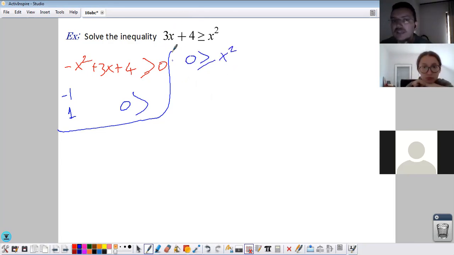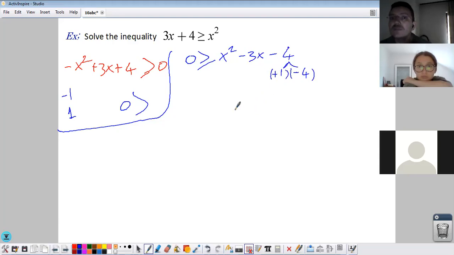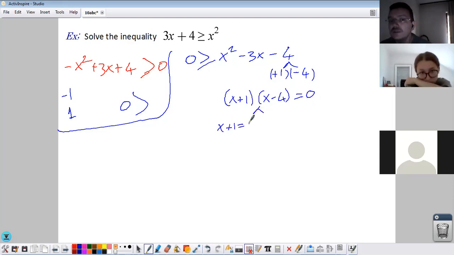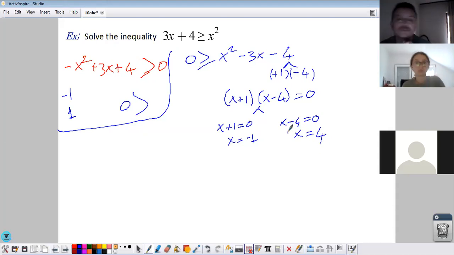X squared is going to stay positive, positive 3x will be negative, and plus 4 will be minus 4. Then since we have a positive one here, this becomes the simple case. You are able to factorize it so quickly. The middle place sign goes to the big number, and you have the small number plus 1. So to make it equal to 0, we are factoring to find the roots of it. The two roots: x plus 1 is equal to 0, x equals minus 1, x minus 4 equals 0, x equals 4.